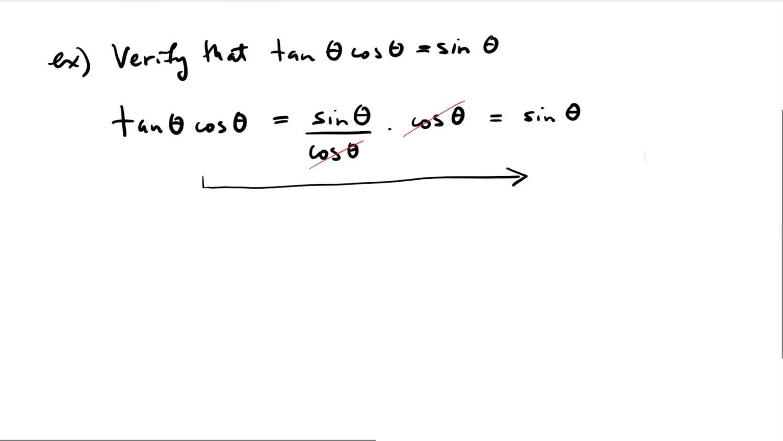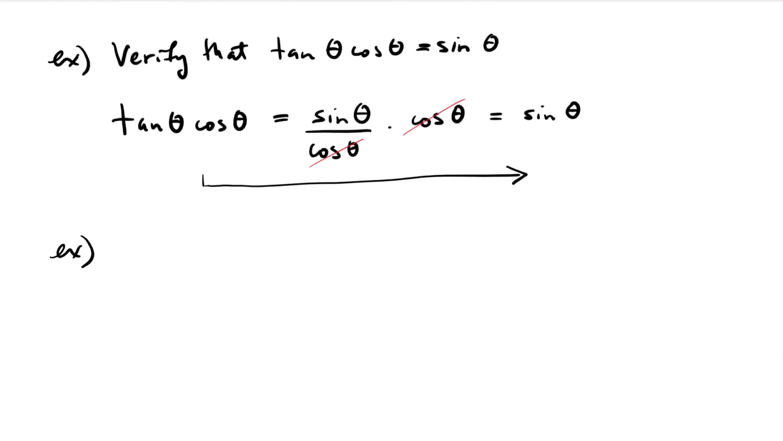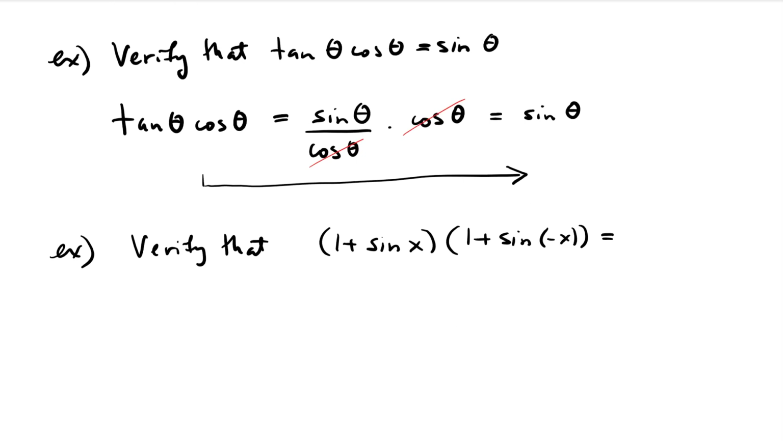So let's take a look at another identity. Let's try to verify again that the product of 1 plus sine of x and 1 plus sine of minus x is the same thing as cos squared of x.